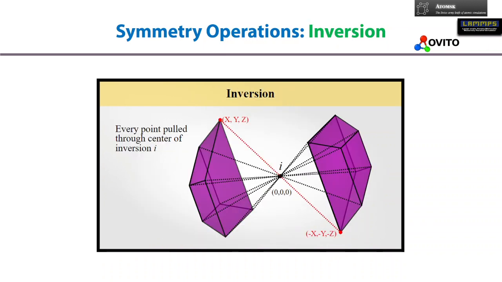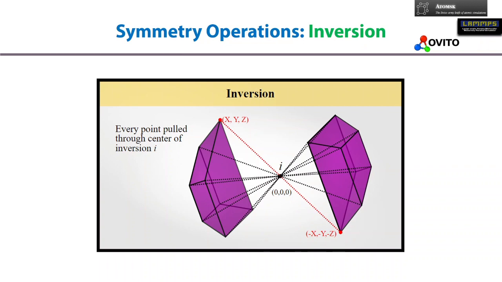Next, you find inversion. So what is inversion? Inversion is how you invert every point of a structure. On the left here, this is a point x y z, and if you invert it, you find minus x, minus y, minus z, which is in the same direction and at the same distance from a reference point.